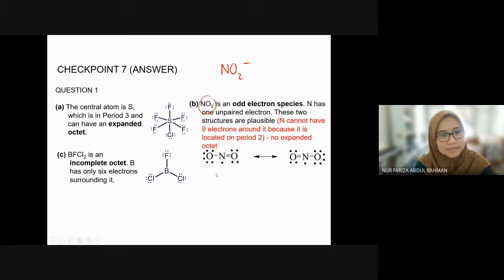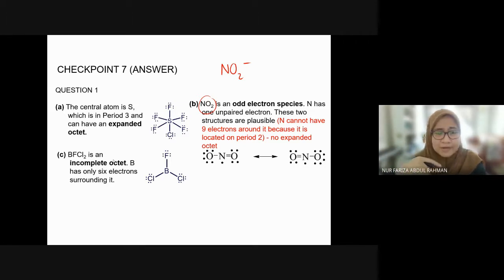And then BF Cl2, this is what we call incomplete octet, because beryllium, boron and aluminium. Remember, betul-betul ingatkan. Saya nak bagi analogi tu supaya awak janganlah salah soalan-soalan yang macam ni. Ini macam nak bagi free mark aje lah: boron, beryllium, aluminium.